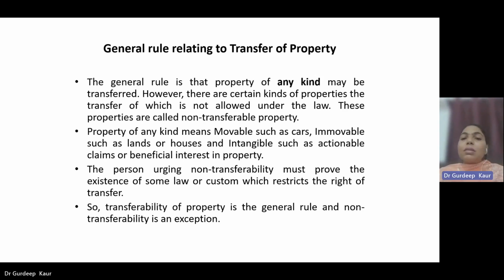Now, we discuss the general rule relating to transfer of property under the Act. The Act provides that property of any kind may be transferred, but there are certain kinds of properties which are not allowed under the law to be transferred. These properties are called non-transferable properties. For this, the person urging non-transferability must prove the existence of some law or custom which restricts the right of transfer. Therefore, transferability of property is the general rule, but non-transferability is an exception.